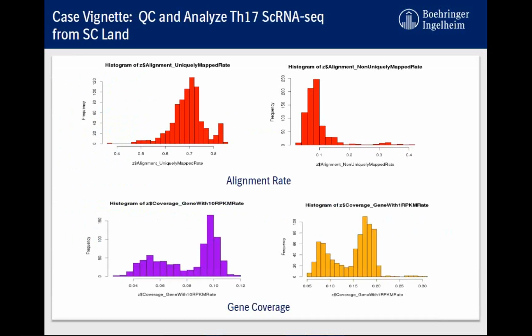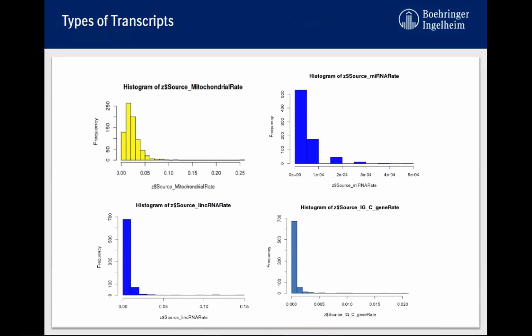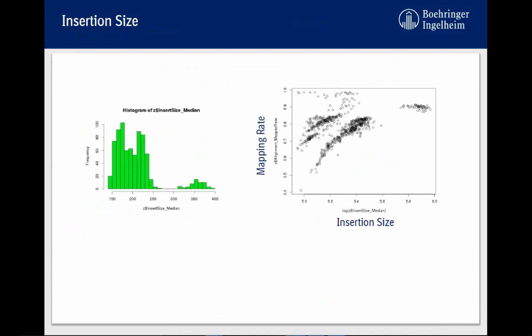We also look at the type of the transcripts. I think it is extremely important because this helps to find the outlier data. So we look at mitochondrial, non-coding, microRNA, and lncRNA. And we have a small population of immunoglobulin genes, which is strange in T cells, and I'll explain why. There are a lot of features you can play with. We put the insertion size and correlate it with the mapping rate. Apparently, something shows up: high insertion size is correlated with a good mapping rate.